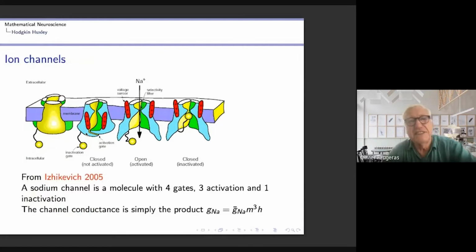And we know now that these ion channels are actually big molecules which live on the neuron membrane. For example, the sodium channel is a molecule with four gates. There are four gates: blue, yellow, green, and maybe red. And so these are activation gates, and the little ball here is the inactivation gate. And as I said, M and H are the variables M and H from before. M is the number of open channels, and H is the number of inactivated channels. And the conductance of the channel is the product of the maximum conductance by this polynomial in M and H.